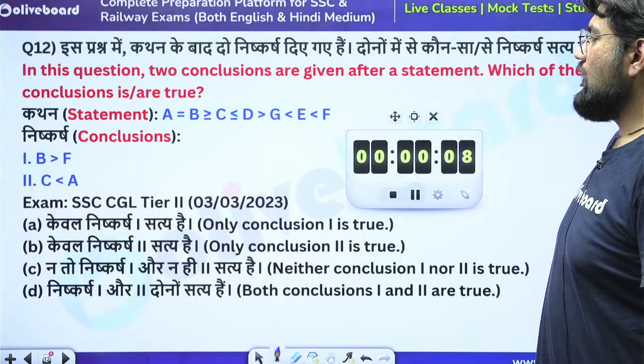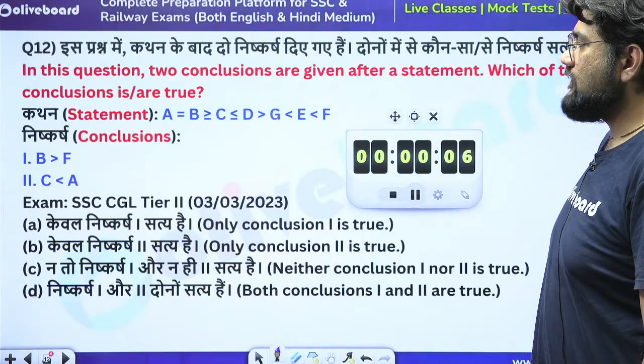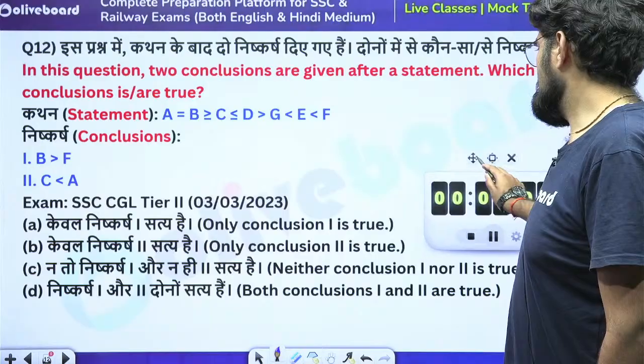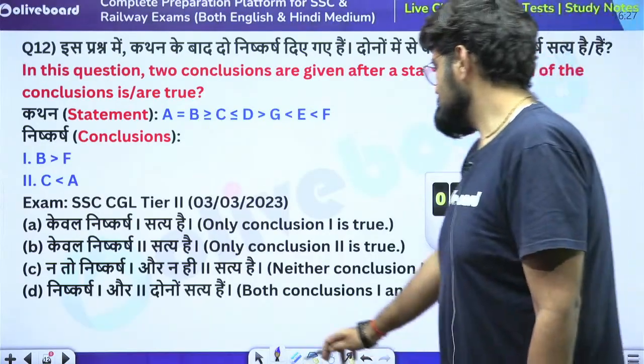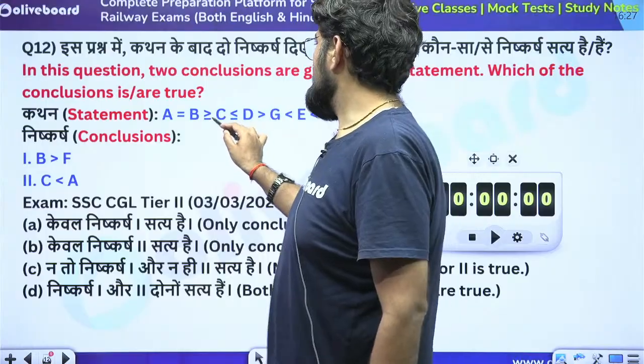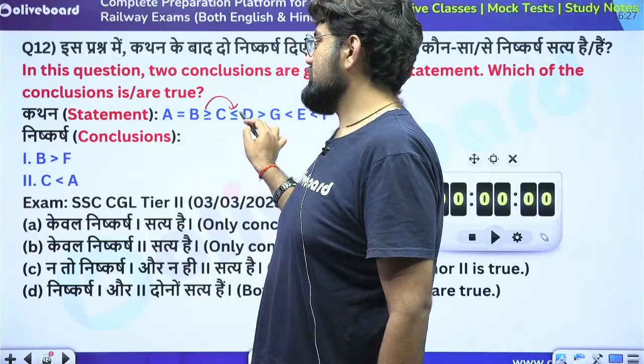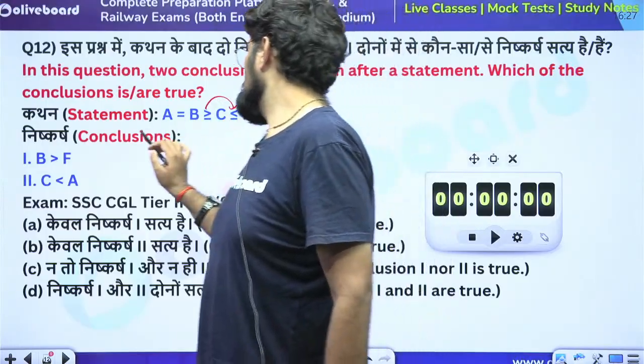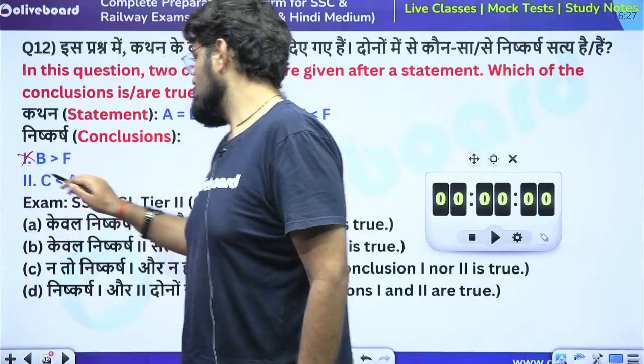Okay. Again, they are asking us statement conclusion based inequality. So B is greater than F. The moment we see this opposite directions, B will not go further. So B is not related to D onwards. So this is not true.